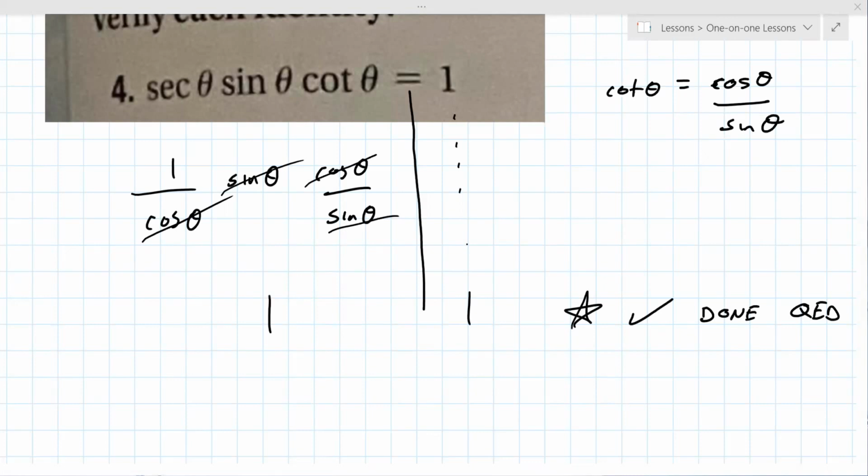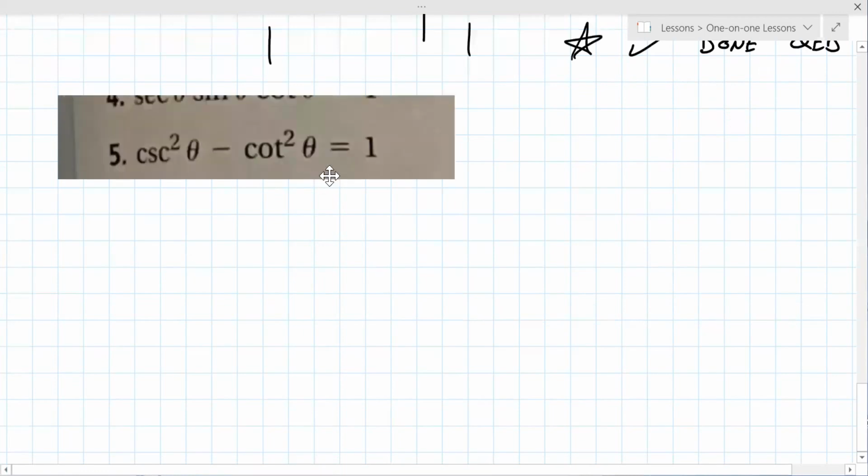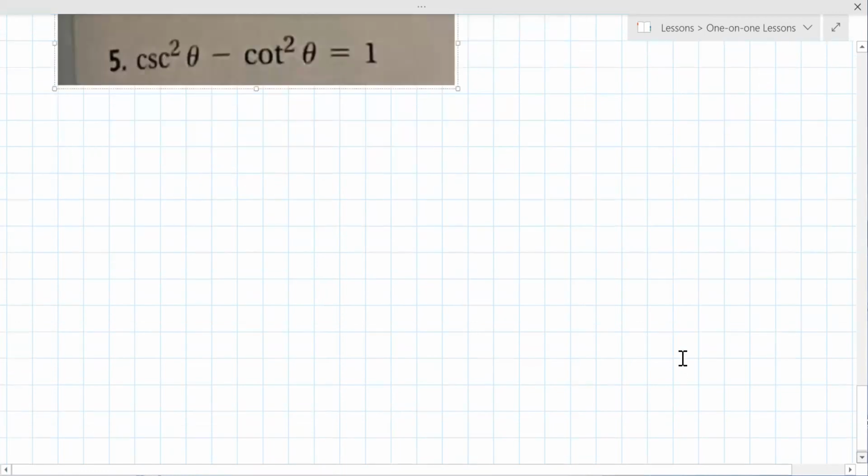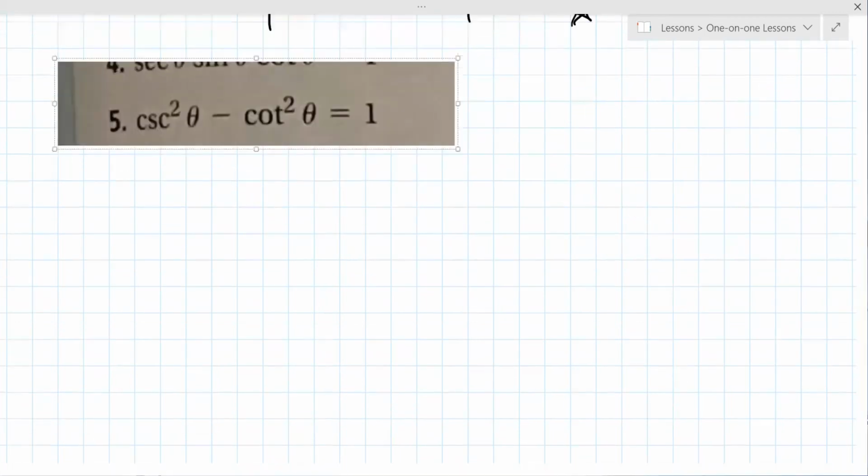Okay, so now we're going to go to number 5. Whenever you see squareds, you want to refer to the identities that I keep mentioning over and over again, because it is kind of a hint. It's like, hey, use an identity, you've got squareds.